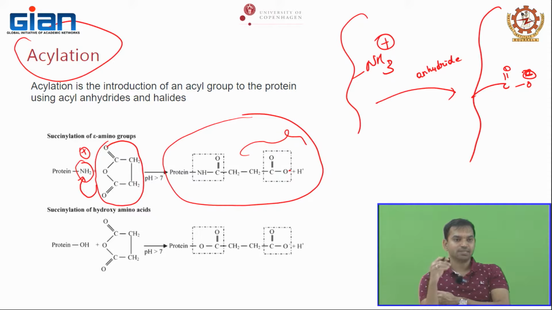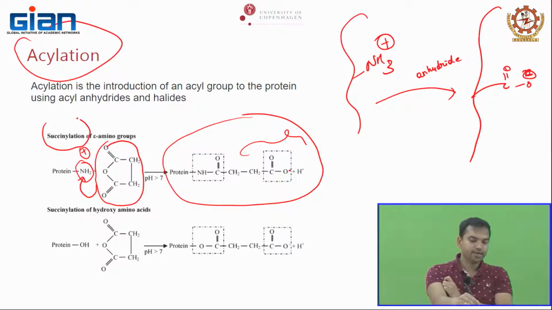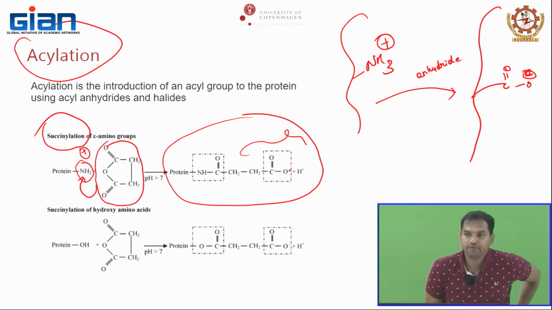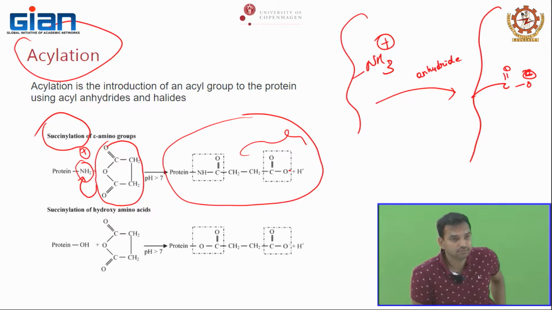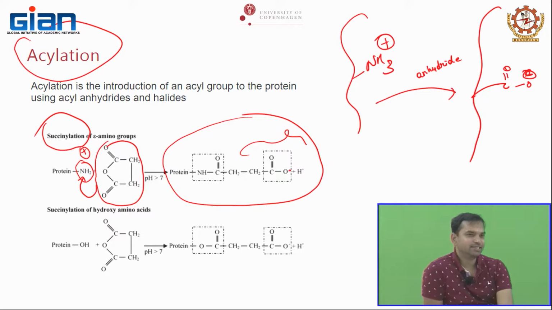If you use succinic anhydride, we call it succinylation. If you use acetic anhydride, we call it acetylation. I have done acetylation. Acetic anhydride really smells nasty. Don't smell it, it really smells nasty.